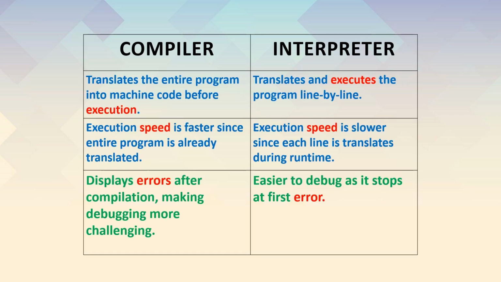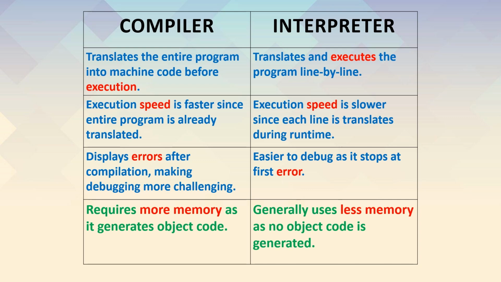Proceeding to error detection, compiler displays error after compilation, making debugging more challenging, whereas it is easier in interpreter to debug as it stops at first error. As for memory usage, compiler requires more memory as it generates object code. As interpreter does not generate object code, it uses less memory.